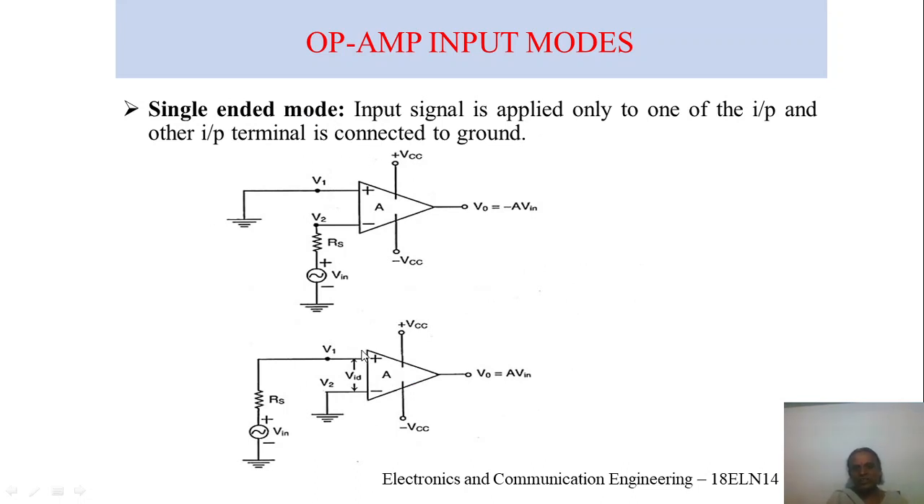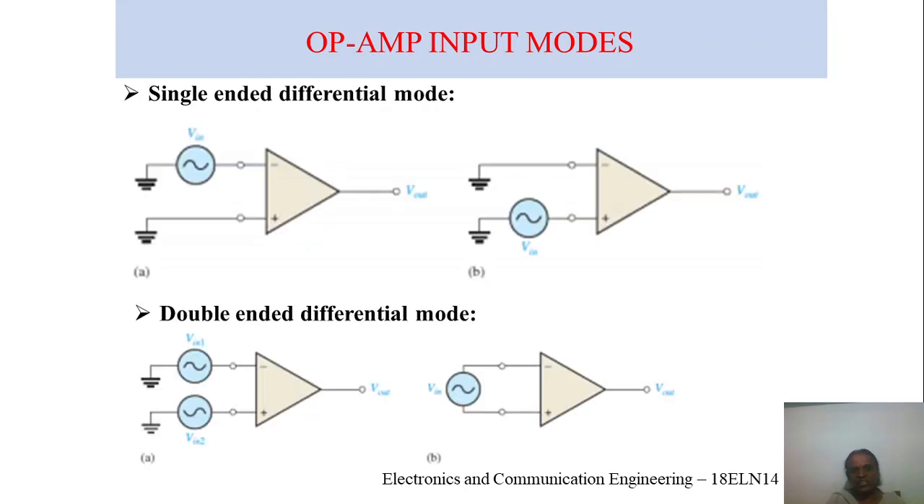Okay, the diagram here clearly indicates I can give the input Vin to the non-inverting terminal where the other terminal is grounded, or I can give Vin to the inverting input where the other terminal is grounded. So this frames the single-ended mode, whereas in the double-ended mode, input is given to both the terminals. In single-ended mode, it is given to only one terminal.